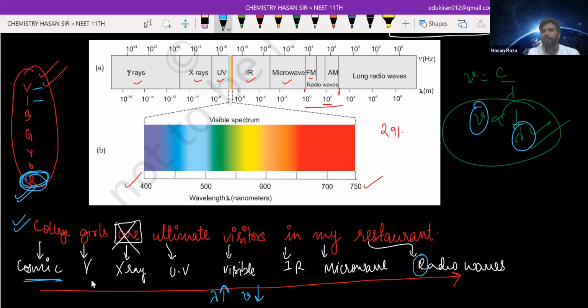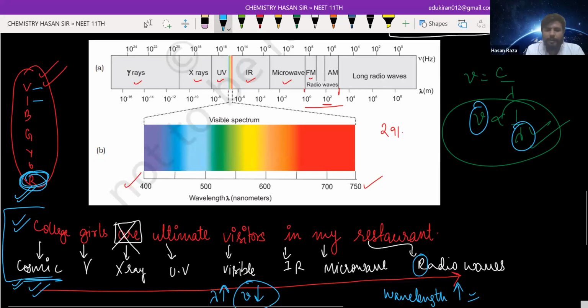Cosmic has the maximum frequency. That means lowest wavelength, maximum frequency. So when you are going to move from left to right, wavelength increases. That means frequency decreases. This statement is very important. You can write it.